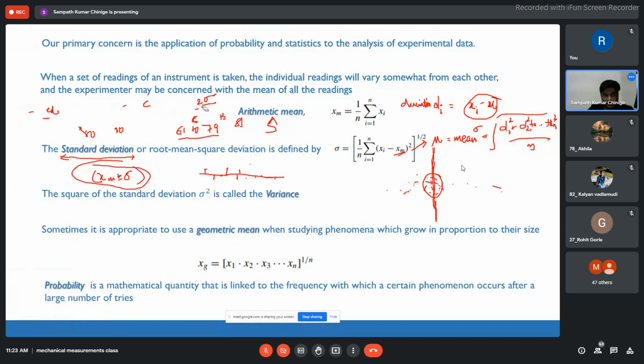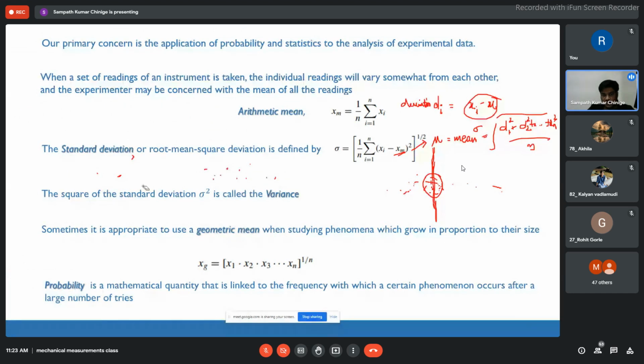Clear? Any doubts in this so far? So I hope you are able to understand. Try to figure it out. Okay. So now the square of the standard deviation is nothing but your variance. So that is nothing but your variance.